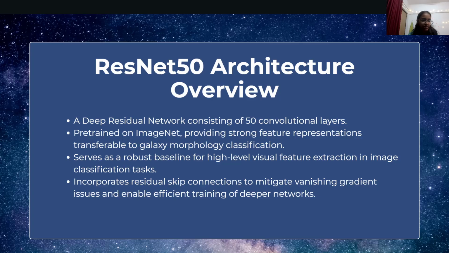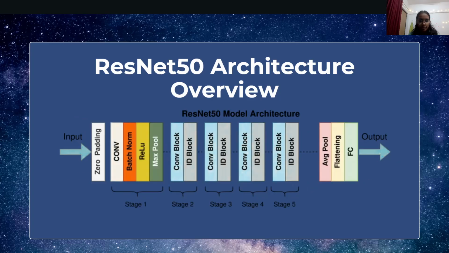The core innovation in ResNet is the use of residual connections, also called skip connections. This is the architecture core. These connections allow the network to skip certain layers by directly adding the input of a block to its output. This design helps in two major ways. First, it prevents the vanishing gradient problem which often occurs in very deep networks, and second, it enables efficient training of much deeper architectures without losing accuracy or stability.